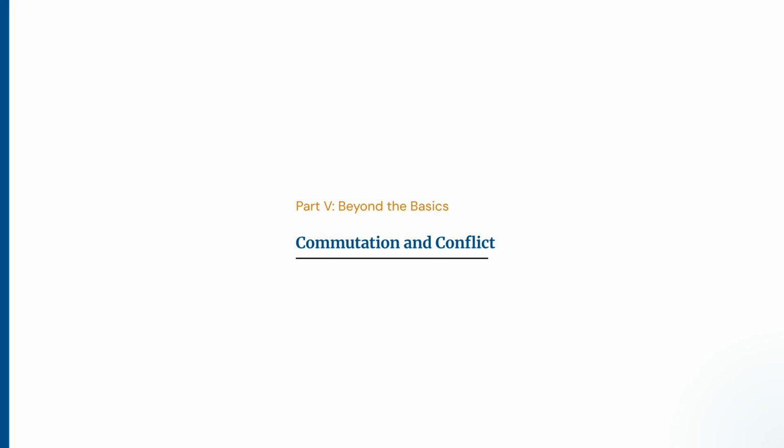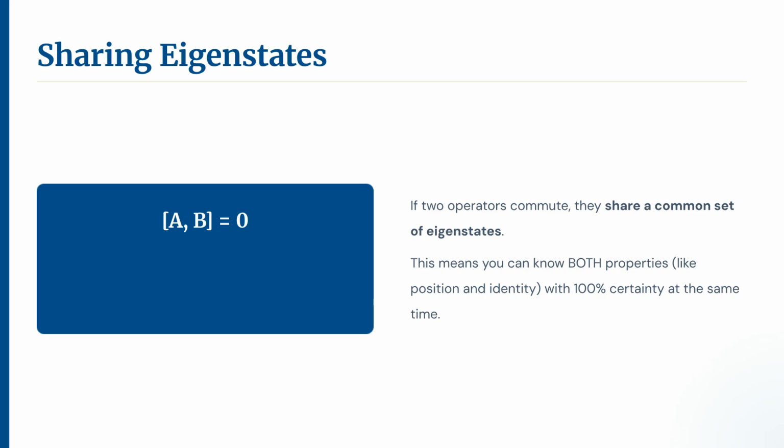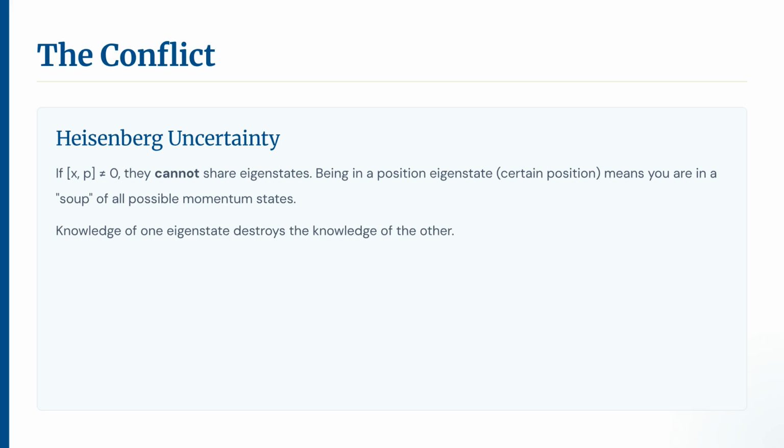Part 5 goes beyond the basics to discuss commutation and conflict between physical properties. If two operators commute, they share a common set of eigenstates. This means you can know both properties simultaneously with 100% certainty. When operators do not commute, they are in conflict, embodying the Heisenberg uncertainty principle. Knowing the eigenstate of one property, like position, means the system is a mix of all possible states for the other property, such as momentum.